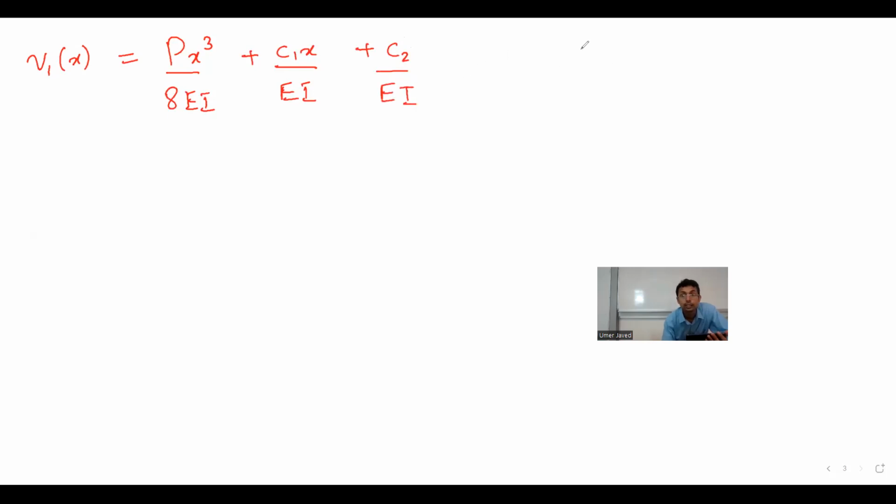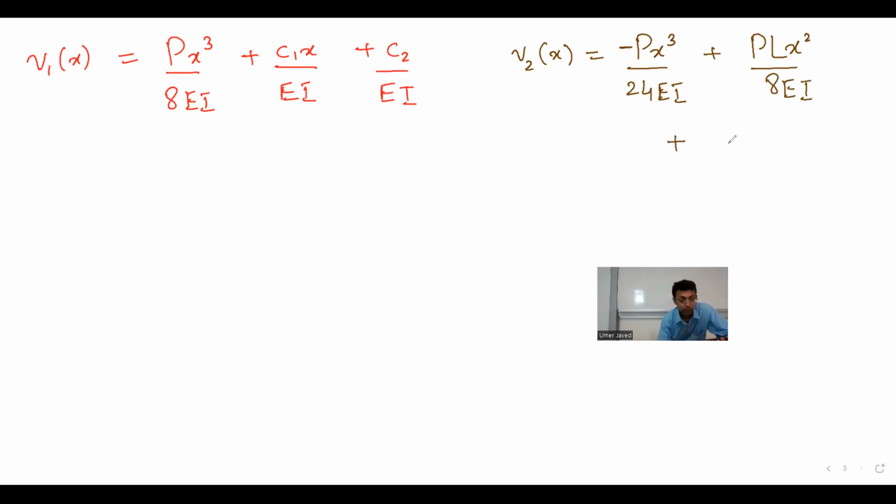And similarly, bear with me please. V2 of x is equal to minus px cube, plus PLx square over 8EI, plus C3x over EI plus C4 over EI. Okay, find the constants. Don't wait for me. Tell me what is your strategy. First, explain to me your strategy, and then I really want you to do it. Take out a piece of paper, do it, because this will be a nice exercise for you.